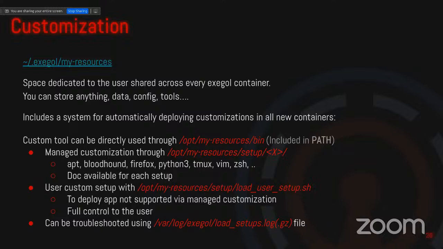You can also have some managed customization. We have a list of tools like Python, Firefox, Docker, APT, Vim, Zsh, Tmux. We have some directories where you put configuration, and execle will automatically install whatever you want. So if you are used to installing certain packages, using APT tools, or your Vim or Tmux configuration, just bring it to the managed customization.